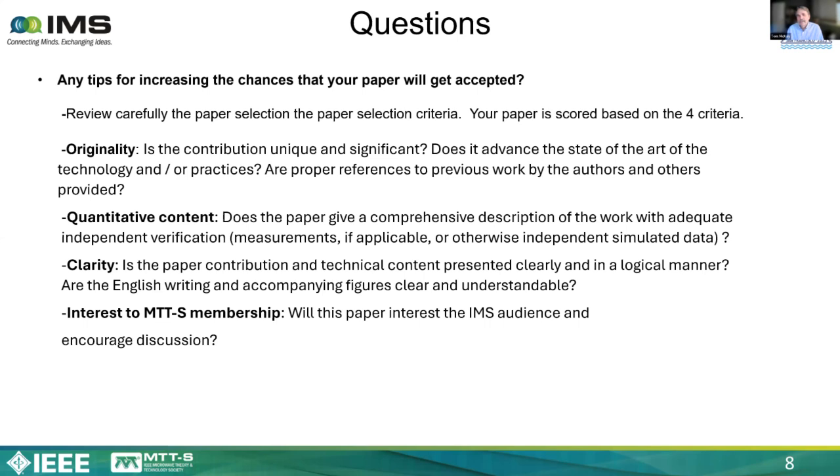So another question that came in was, are there any tips for increasing the chances that your paper will get accepted? Our answer is, really review carefully the paper selection criteria. And it's scored on originality. Is this contribution unique and significant? Does it advance the state of the art of the technology and or practice? And have proper references to prior work by the authors and others been provided.